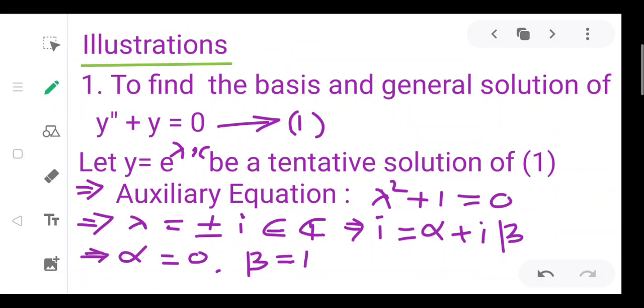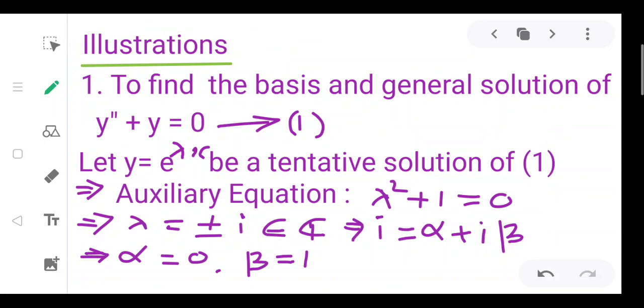So comparing this equation with this solution, say plus i is equal to alpha plus i beta and minus i is equal to alpha minus i beta, you can see that alpha equal to 0 and beta equal to 1. Okay.